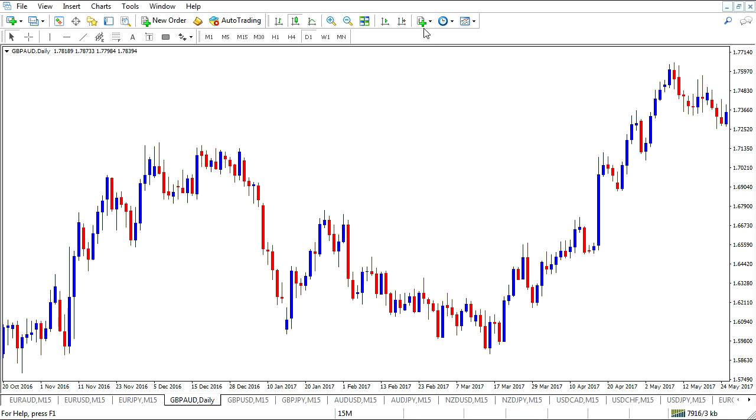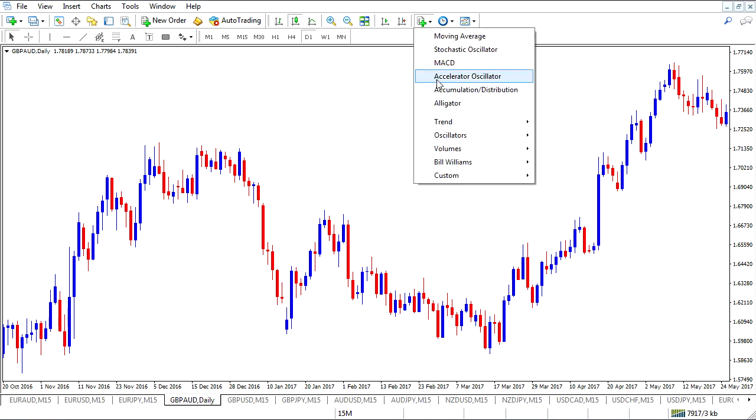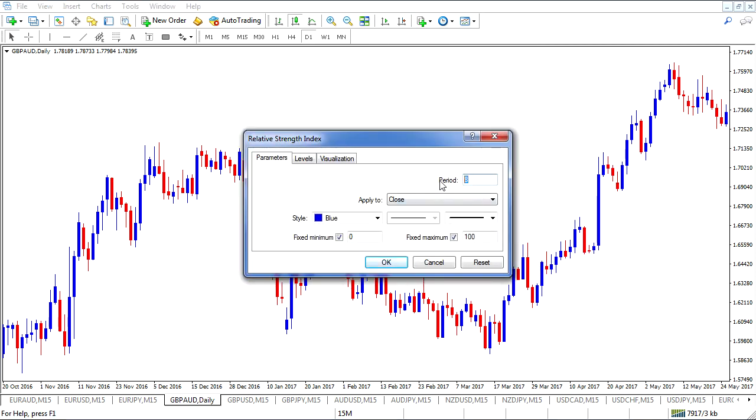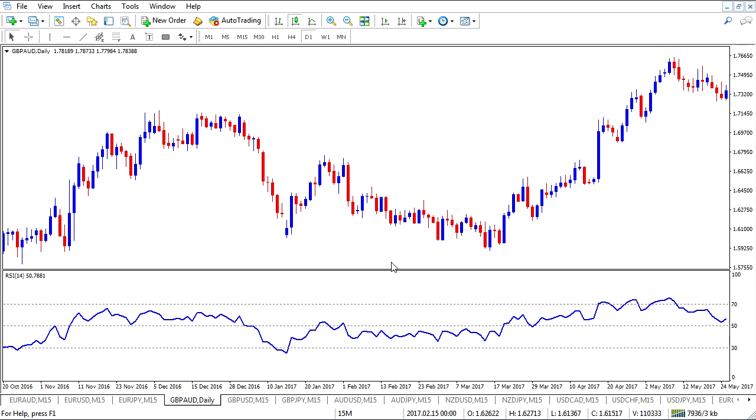So first of all, let's get an RSI onto the chart. We'll go to oscillators, relative strength index. We'll go with the basic 14 period. I'm going to make it blue, a little bit thicker, and hit OK. So now we've got an RSI on the chart.